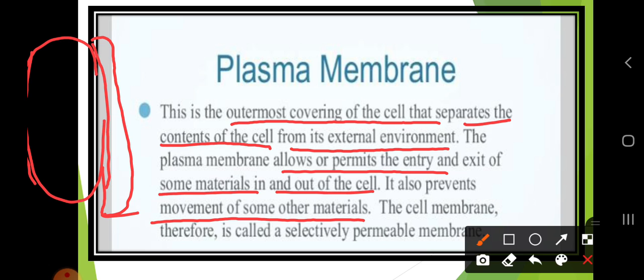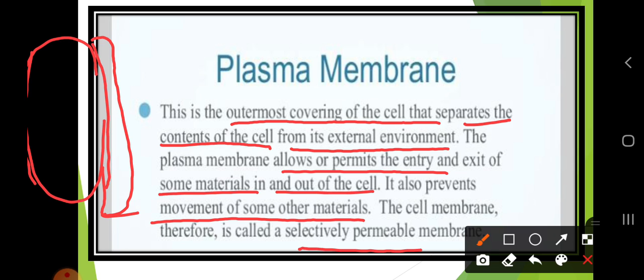Okay, if the covering will not be there, then any one of the constituent particles can move from out to in or in to out. So it also prevents the movement of some other materials. And the cell membrane is therefore called a selectively permeable membrane.